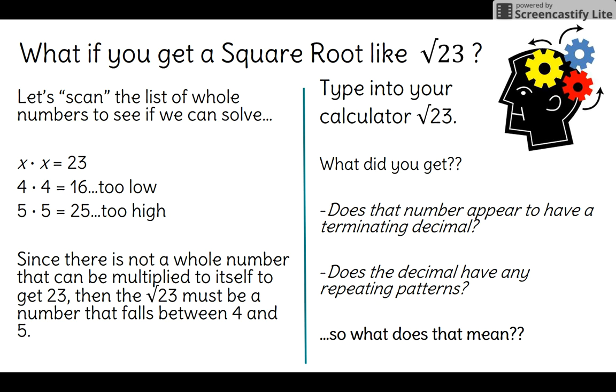So what does that mean? We've talked about a terminating decimal, a decimal that ends, that has a finite number of non-zero digits to the right of the decimal point. And we've talked about repeating decimals like 0.33333, so on and so forth, forever and ever. But we've not talked about one that doesn't terminate and doesn't repeat.